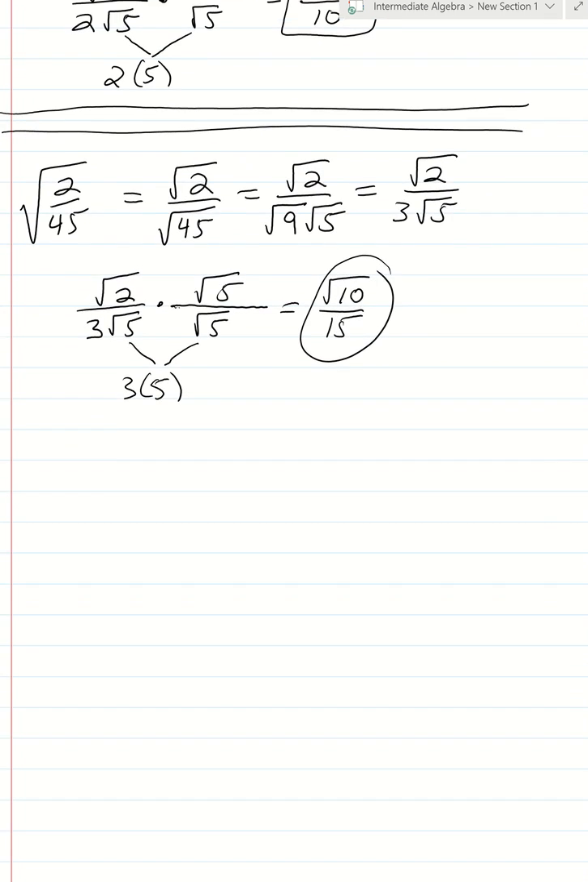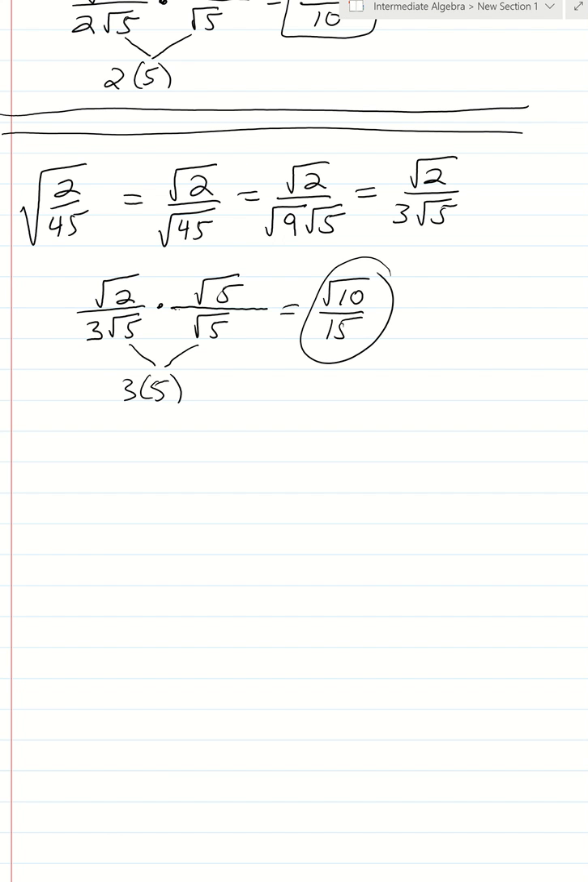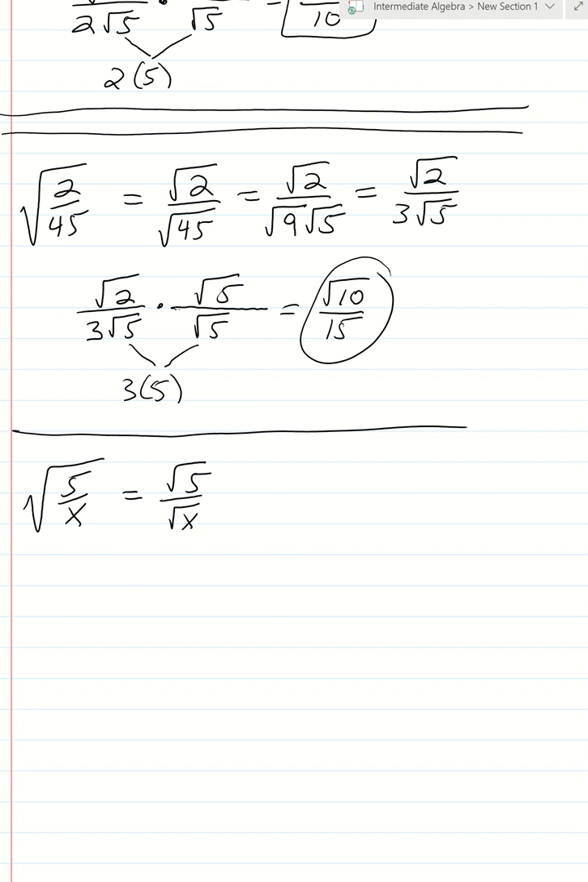You may be wondering, what if we have variables? Okay, for example, what if we have the square root of 5 over x? Well, first of all, we can't simplify the 5 over x. So what we would have to do is distribute that radical, that square root of 5 on the top, and the square root of x in the bottom. I can't simplify the square root of 5. I can't simplify the square root of x. But once again, we can't leave a square root, a radical, in the denominator.